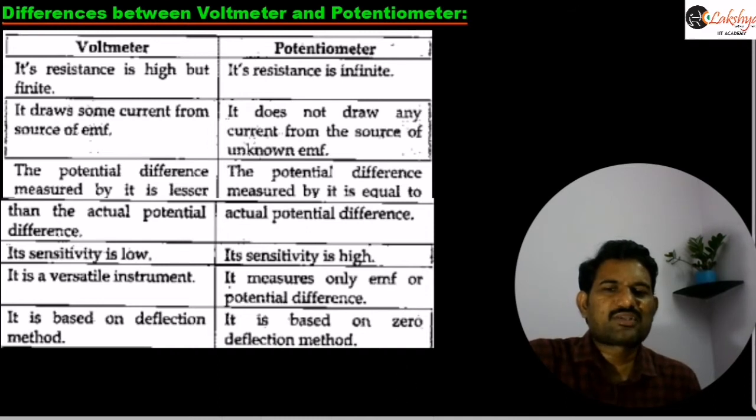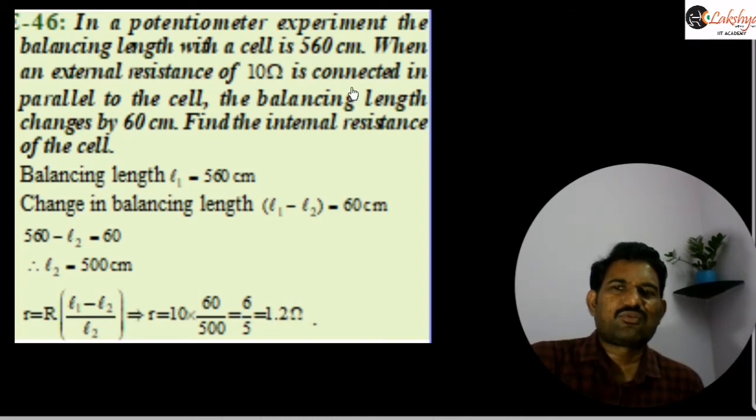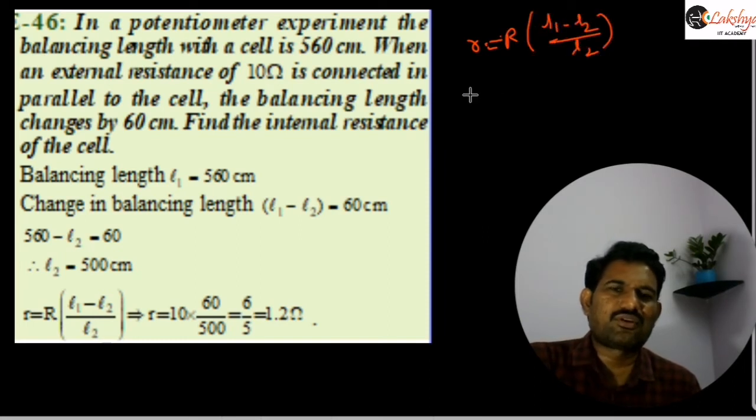Now let us see some problems based on this potentiometer. A simple problem: in a potentiometer experiment, the balancing length of the cell is 560 centimeters. When an external resistance of 10 ohms is connected parallel to the cell, the balancing length changes by 60 centimeters. Find the internal resistance of the cell. We already derived a formula in the last class: r is equal to R into (L1 minus L2) by L2, right? This is our formula for the internal resistance.